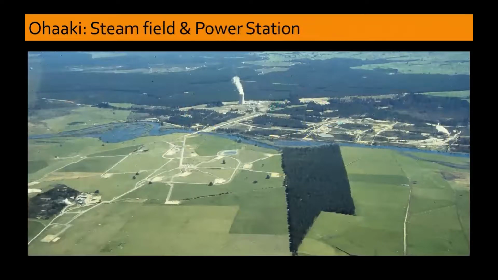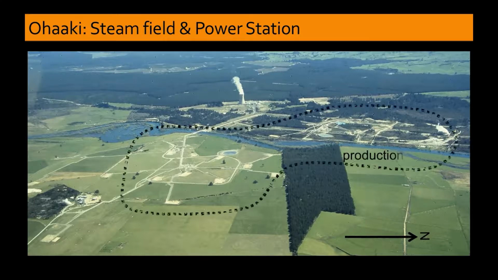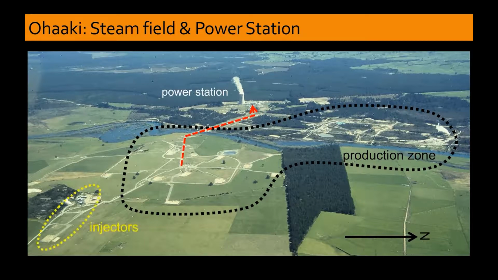This is the aerial view of the Ohaaki field, noting that north is pointed to the right. The white-colored squares and rectangles represent drill pads which host wellheads. The production zone is outlined by the black dashed line. Pipes connecting the wellheads to a centralized separator take geothermal steam to the station where power is generated, whereas waste separated water is injected on the margins of the field.